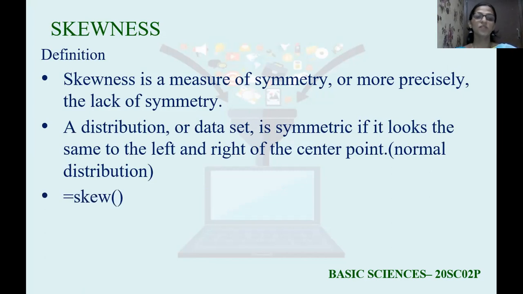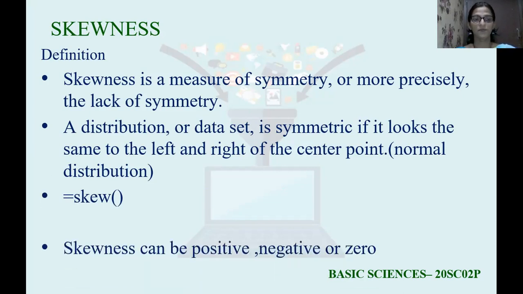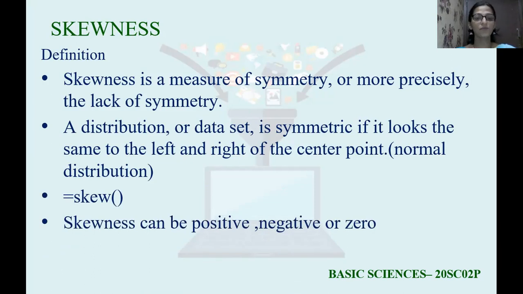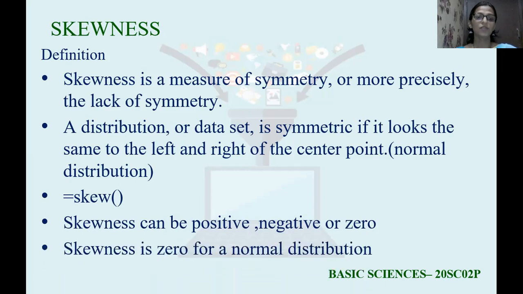Skewness can be measured using this formula in Excel. Type equals SKEW, and in brackets select the data range, and we get the value of skewness. The skewness can be positive, can be negative, or it can be zero. If skewness is zero, we call that distribution a normal distribution.